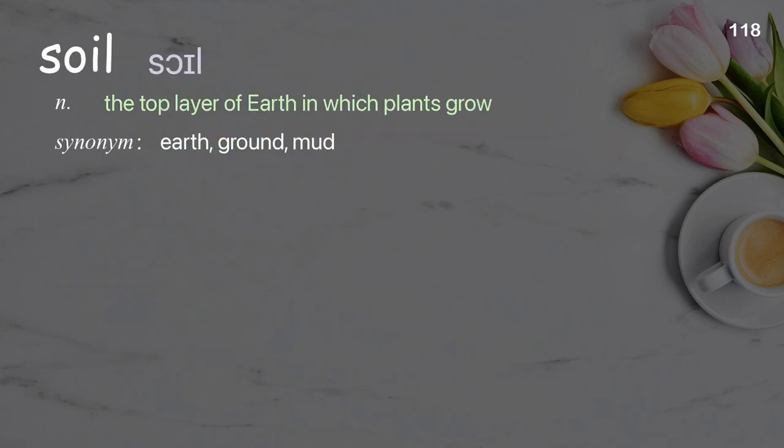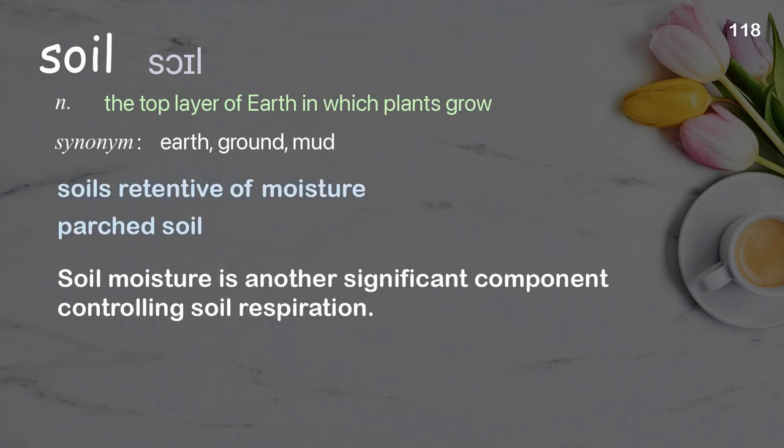Soil. The top layer of earth in which plants grow. Examples: soils retentive of moisture, parched soil. Soil moisture is another significant component controlling soil respiration.